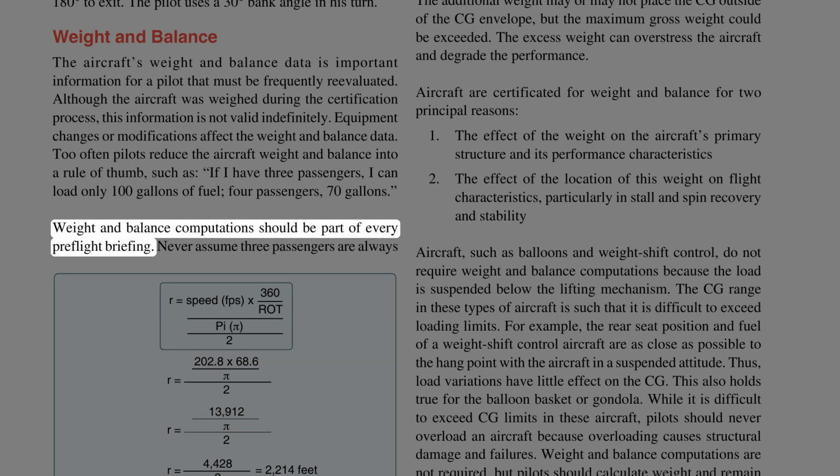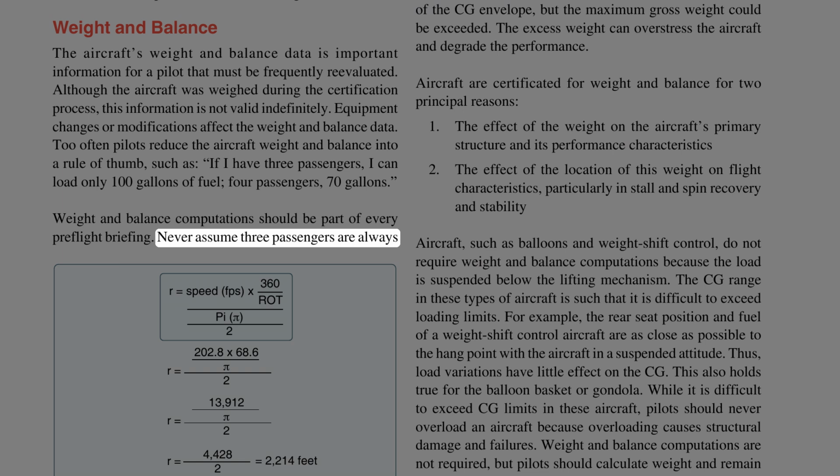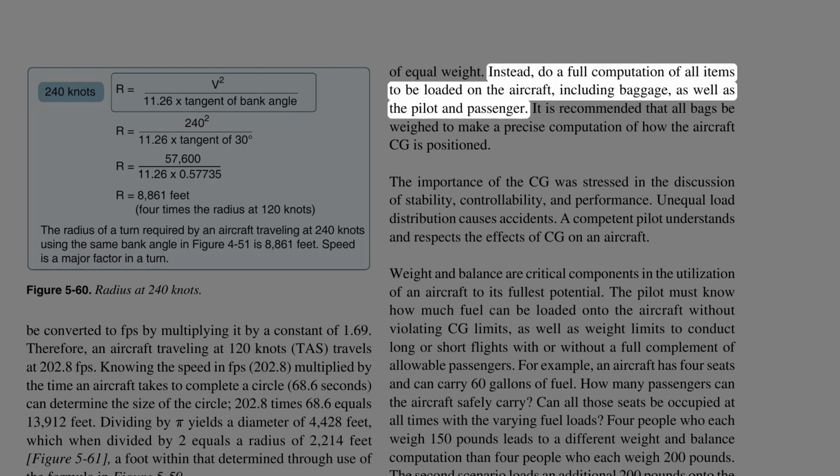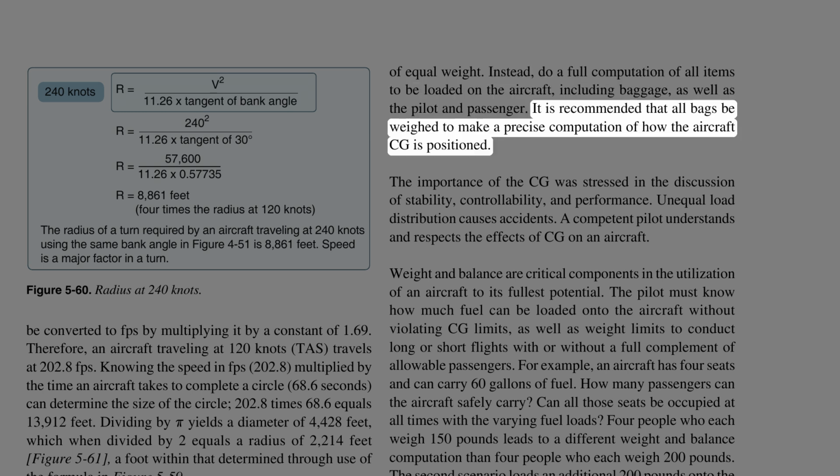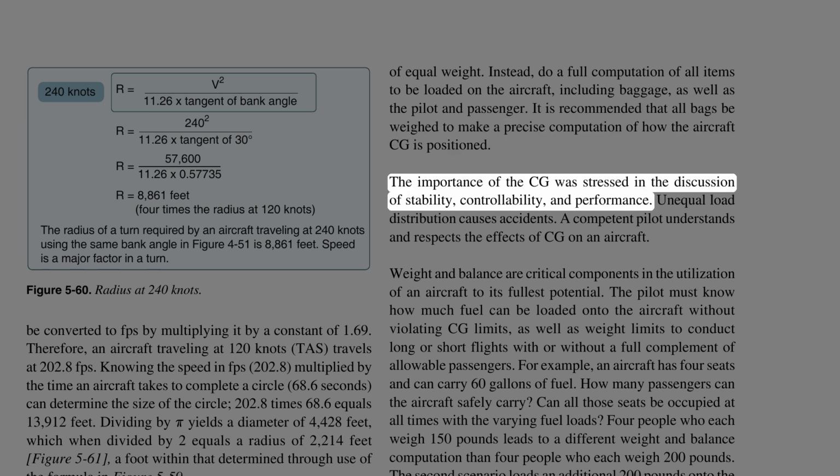Weight and balance computations should be part of every pre-flight briefing. Never assume 3 passengers are always of equal weight. Instead, do a full computation of all items to be loaded on the aircraft, including baggage, as well as the pilot and passenger. It is recommended that all bags be weighed to make a precise computation of how the aircraft CG is positioned. The importance of the CG was stressed in the discussion of stability, controllability, and performance.